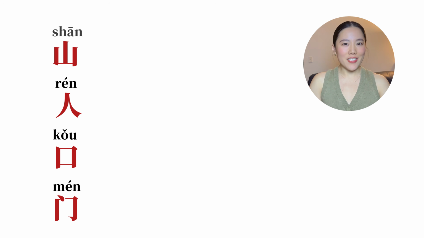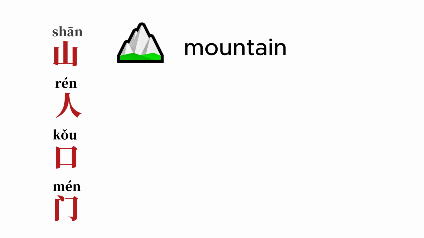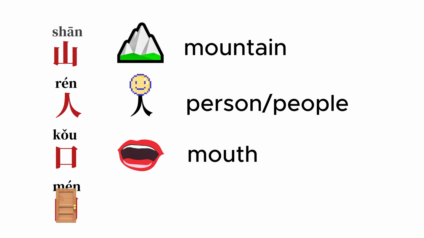Can you guess what these characters mean? Let me give you a little hint. Now, take another look. Starting to see more clearly? Looks just like a mountain. Well, what makes humans different from most animals? We walk on two legs. So this character with two legs represents a person. The next one, the square shape is an open mouth. And 门, that's door. And it actually looks like a door frame.